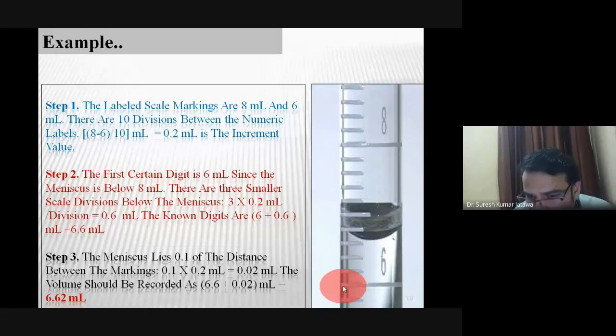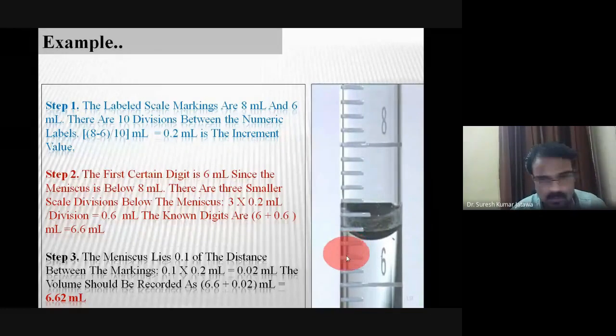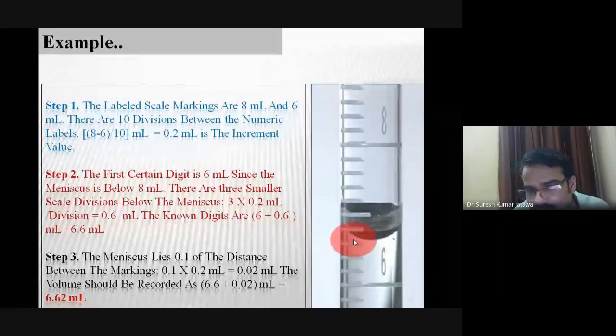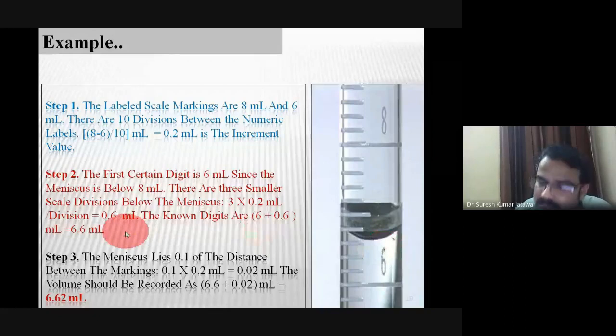So this is up to 6 ml, and then 1, 2, 3. These are the smaller divisions on the scale, and each division is 0.2 ml. So when you calculate this, it becomes 0.6 ml. Up to this mark the value is 6, so you add this value to 6, and it becomes 6.6 ml.